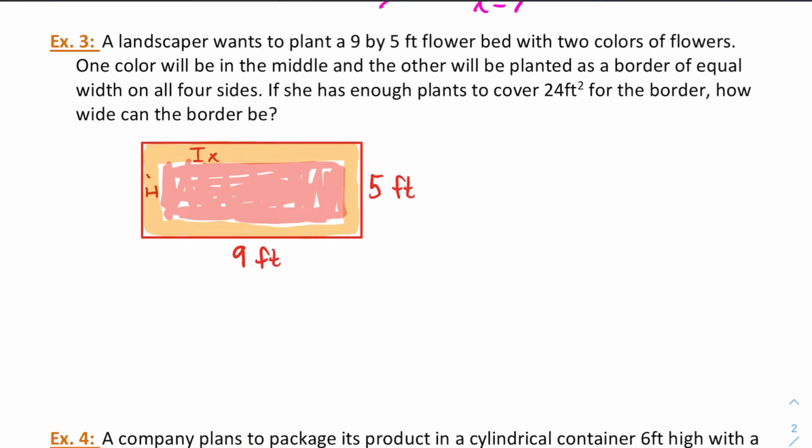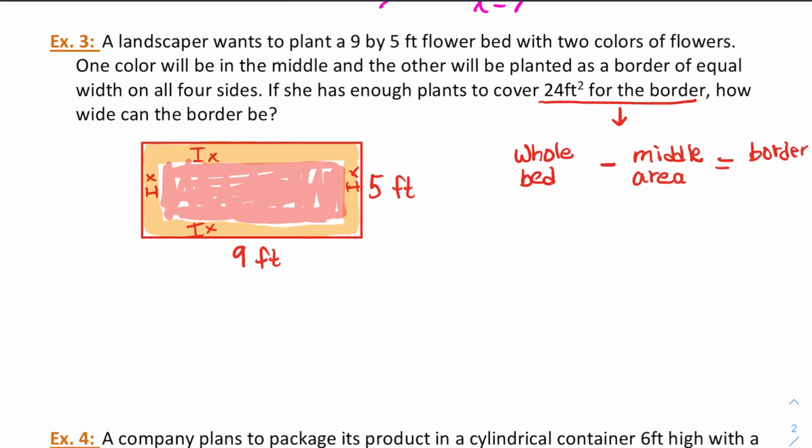It is equal side lengths around the whole thing, so if you think of its mystery width and height depending on your angle as x, it's the same all around. So I need to think about the area that the border is going to take up. I could write an equation that represents this situation in a couple ways. I could say that if I take the area of the whole bed minus the area of the middle, I would get the area of my border that I know.